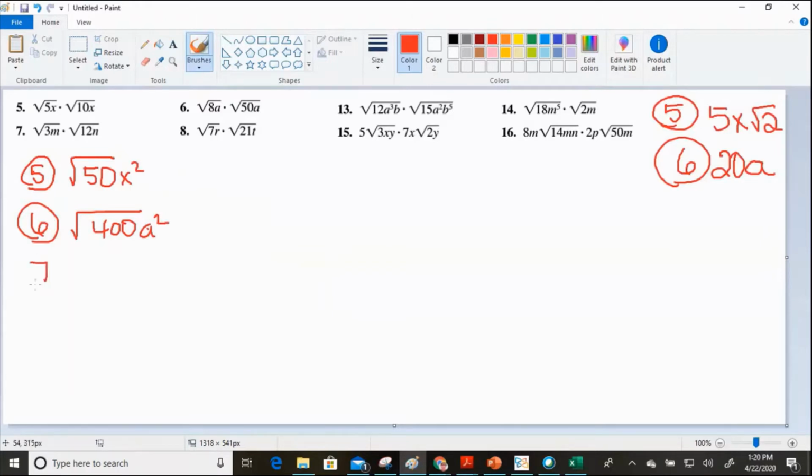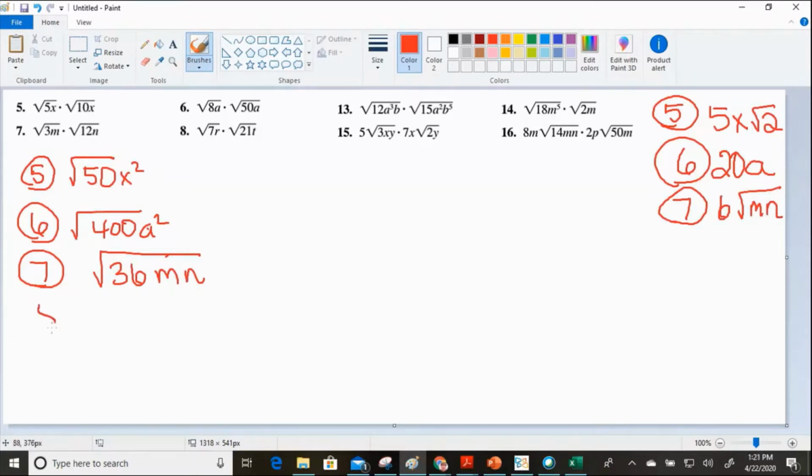Okay, so number 7. Let's see, multiply 3 times 12 is 36, and then I have an M, and then I have an N. Okay, so this one, just by looking at it, no factor trees involved, no reducing of the radicals, because the square root of 36 is 6, and my M and N are in the first power. So I can't do anything with that. So I'm left with 6 onto the square root of M N.